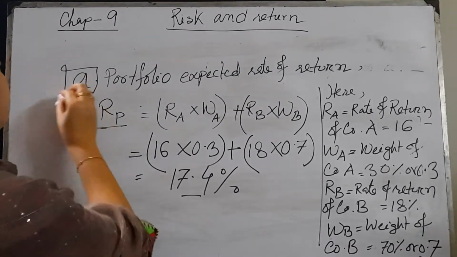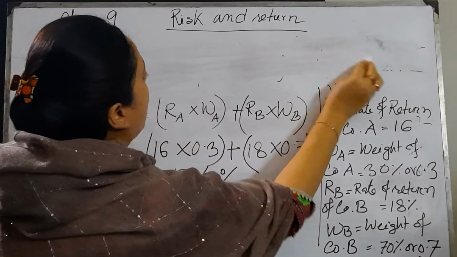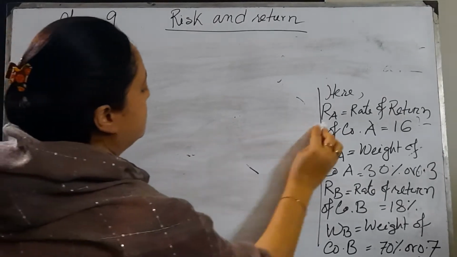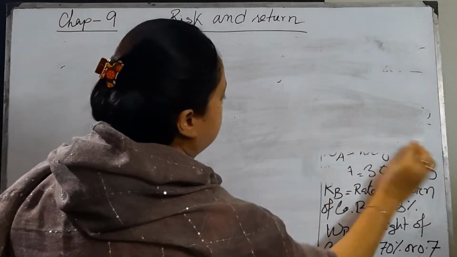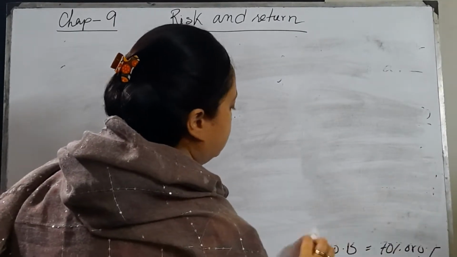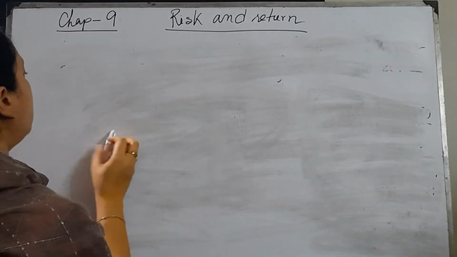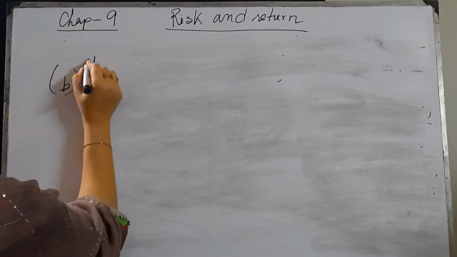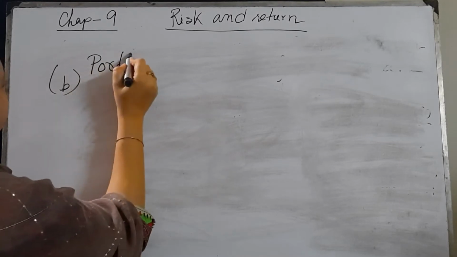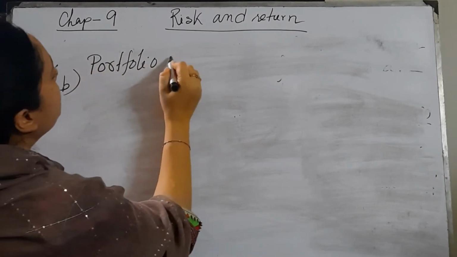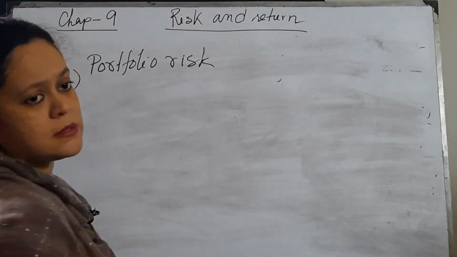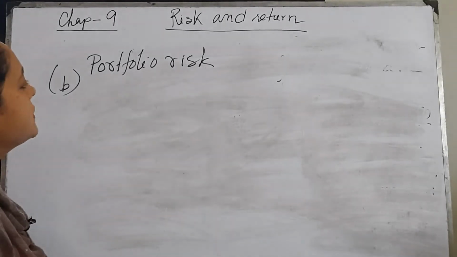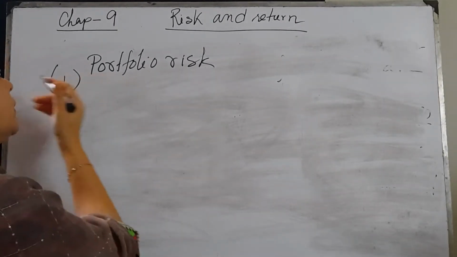Now I am going to the next requirement, number B. The requirement of number B is portfolio risk. We can say it by another name, portfolio standard deviation also. Standard deviation is another name of risk. And write down here the portfolio risk.